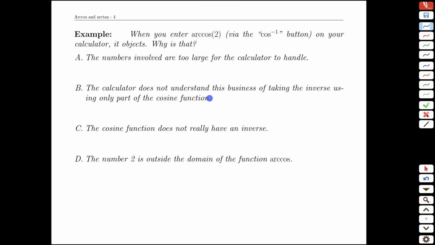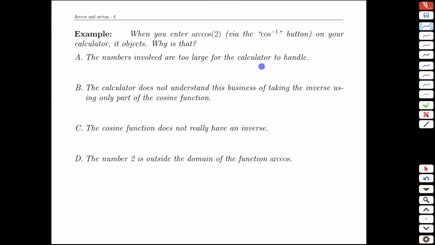Now, quick question. If we do this with arccos of 2, let's take a quick stab at that. You get a math error when that happens, but it seems like a pretty reasonable calculation. Take a moment to think about why that might be the case. Why might we get an error when we compute arccos of 2 with the calculator?